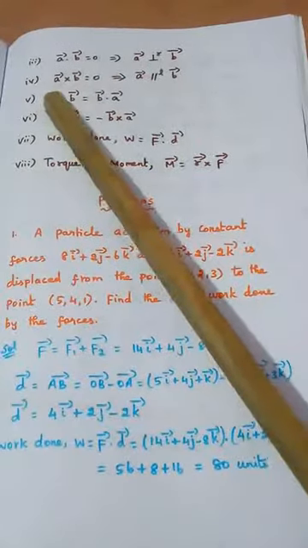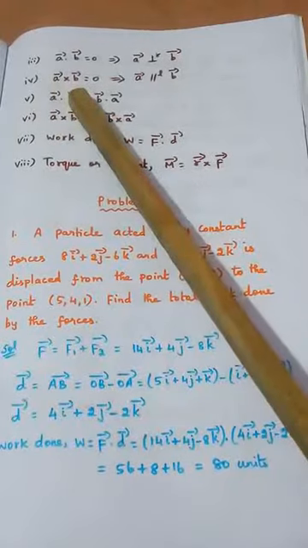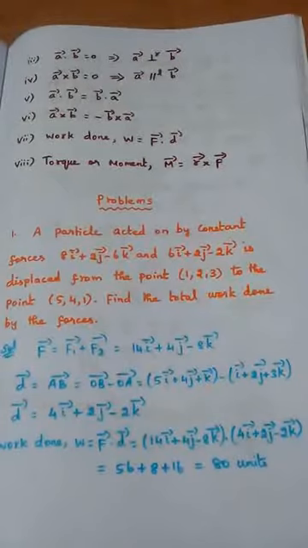Note 5 says a dot b and b dot a are equal, both are same. If I calculate a dot b or even if I calculate b dot a, the answer will be the same.